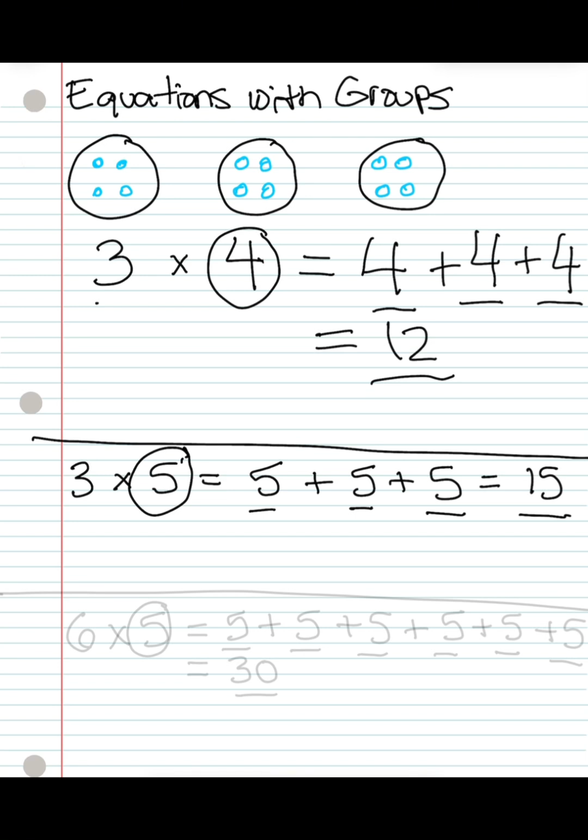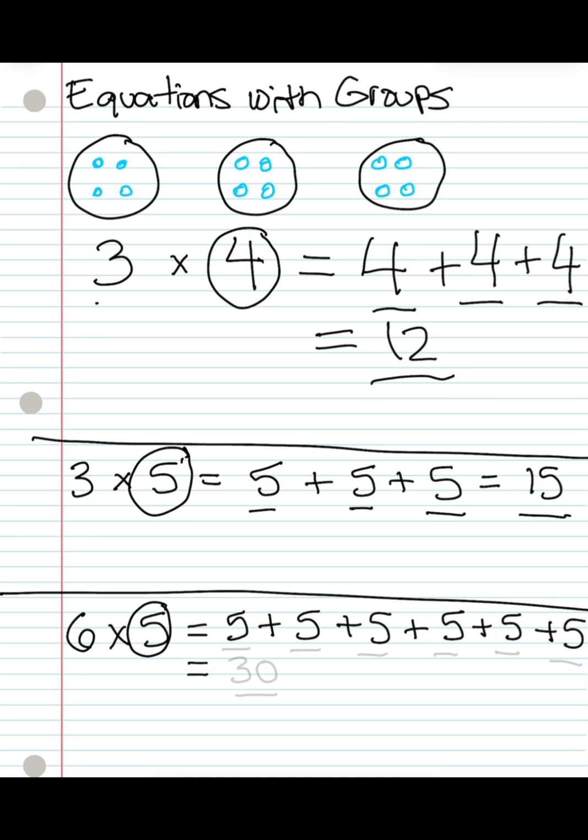Another example would be 6 times 5. So we have 6 groups of 5, and that equals 5 plus 5 plus 5 plus 5 plus 5 plus 5. And if we add up all those 5s, we get 30. So again, just conceptually, we have 6 groups of 5. So we have one group of 5, 2, 3, 4, 5, 6 groups of 5, and we add that together and we get 30.